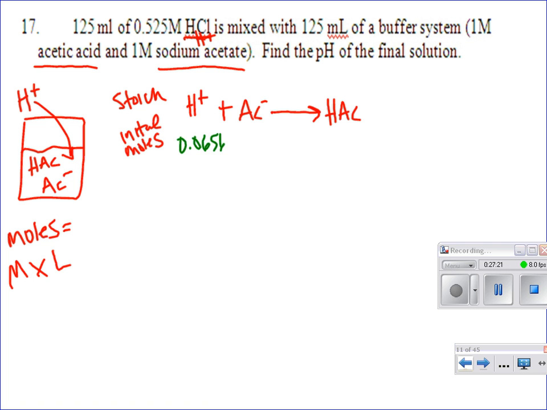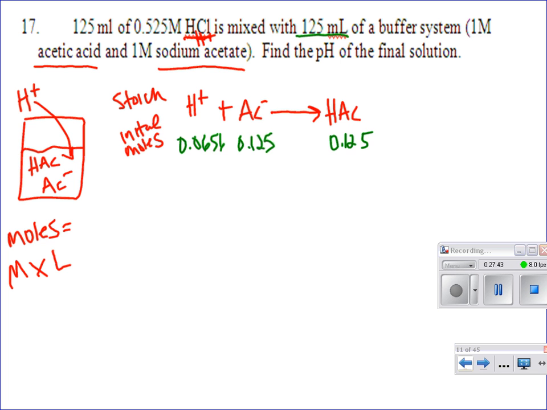0.0656? All right, so remember, that's moles. What's our initial moles of AC minus? We have 1 mole of sodium acetate at 125 mL of it, so it's 0.125, and then this one is 0.125. Everyone see that? 1 molar times that.